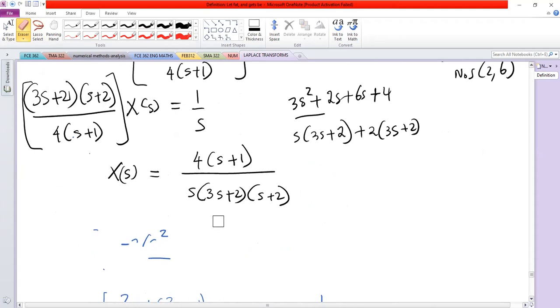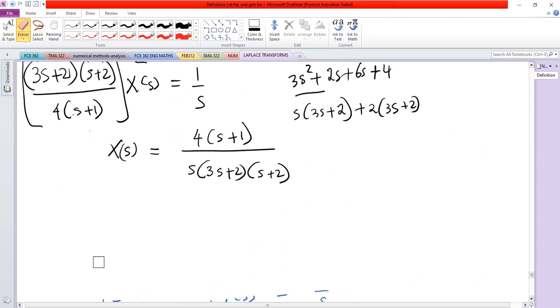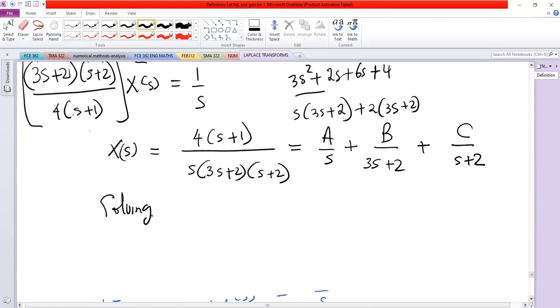So decomposing this one into partial fractions, we'll get A over s plus B over 3s plus 2, and then plus C over s plus 2. Now, when you solve this, you will get A to be 1, B to be -1, and C to be -1. You can confirm that.